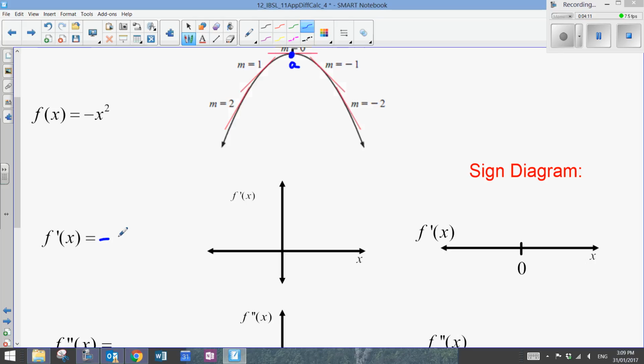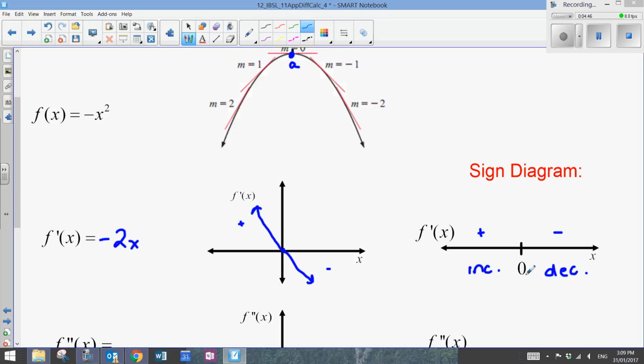The first derivative would be negative 2x, which means I now have a negatively sloped line. And now I'm going to use my first derivative to test. So negative 2x, if I substitute in a value less than 0 and greater than 0, I'm going to wind up saying, well, this one is positive, this one's negative. Again, I'm above the x-axis, I'm below the x-axis. So what that tells me is that I was increasing until 0 and then decreasing after 0.